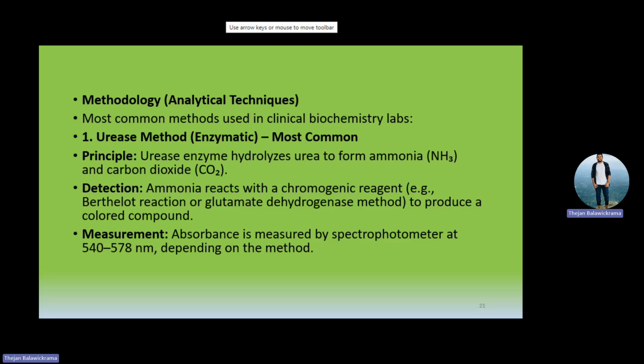When it comes to this blood urea test, there are several methods practiced in the world. One of them is the urease method. That's the most common one. It's an enzymatic method. Basically, we are measuring the urea content in the blood. The enzyme called urease can convert urea into carbon dioxide and ammonia.